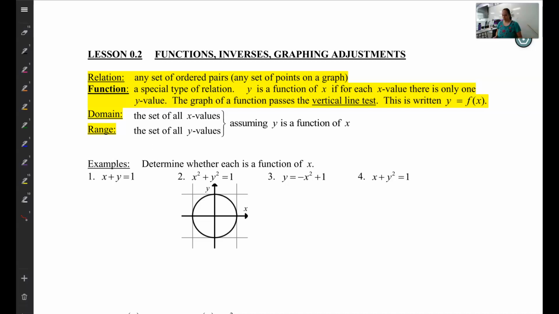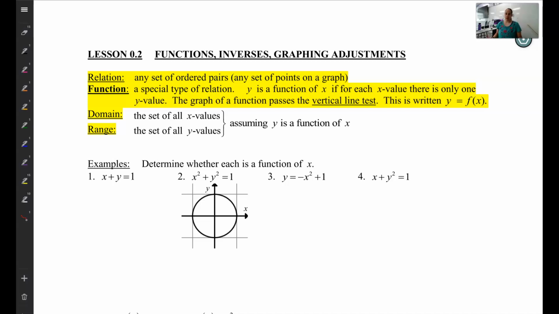So we see a relation is any set of ordered pairs. You can have lots of relationships in math. The one that's very special that we talk about a lot is functions. A function is a very special type of relation. The easiest way to tell if an equation is a function is by the vertical line test.